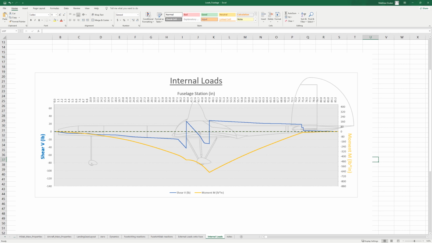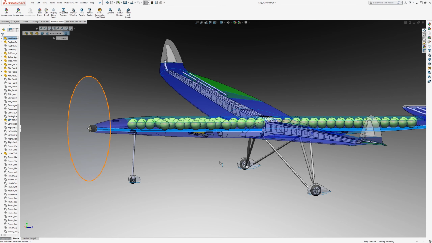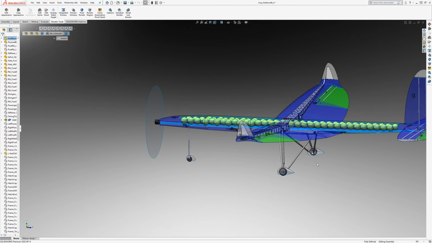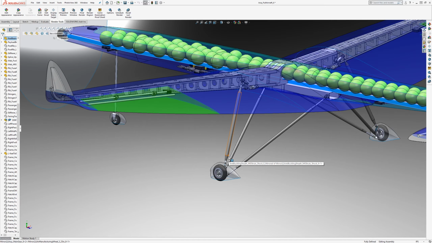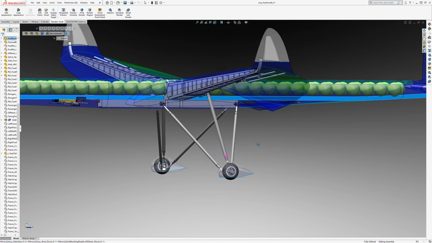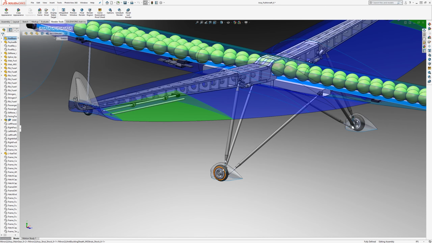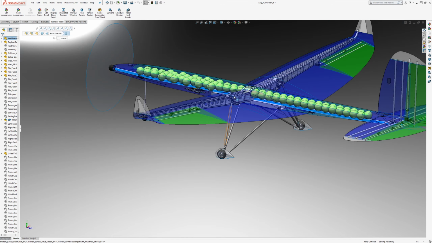As far as assumptions that we made in that analysis, we did include the suspension properties of the landing gear. So that goes into the calculation of what the load factor is.